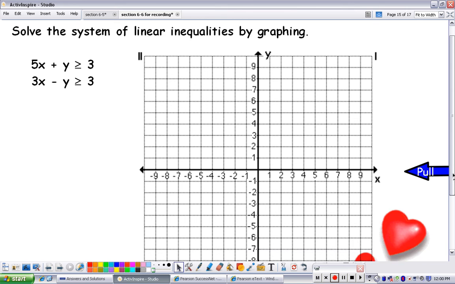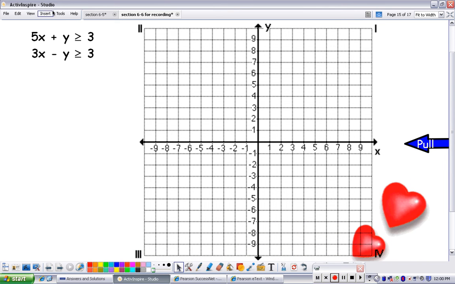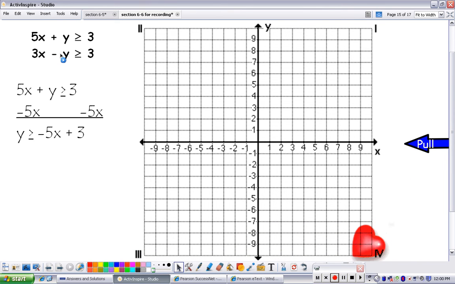Take a look at this one. Again, you're going to need to get them into slope-intercept form. So the first one, we subtract the 5x from both sides to get y is greater than or equal to a negative 5x plus 3.